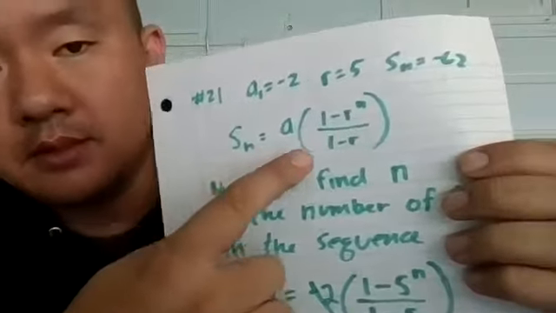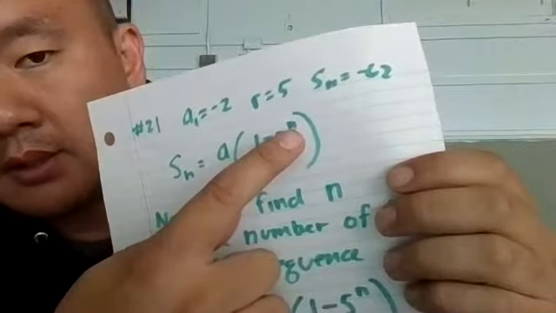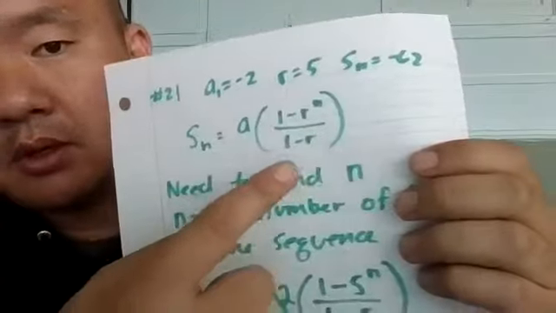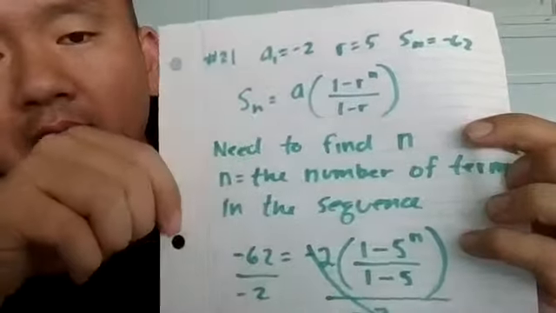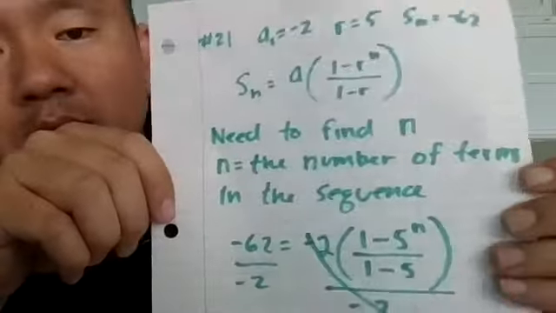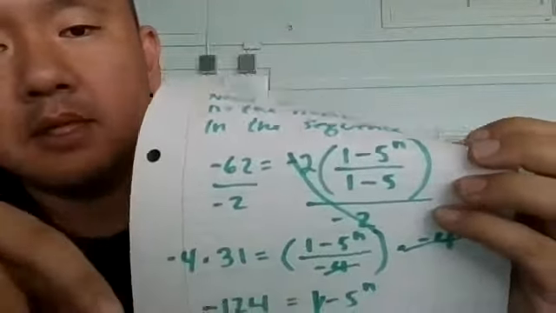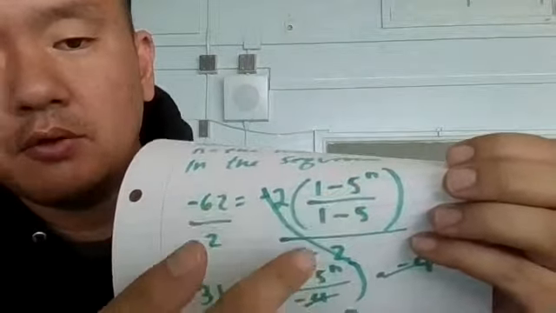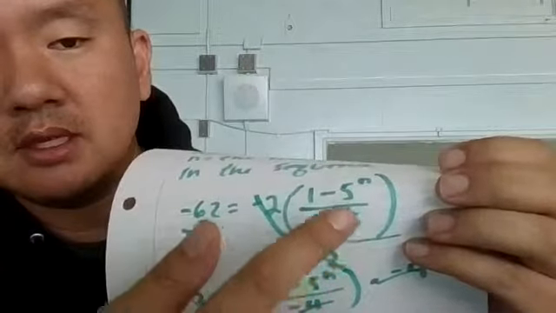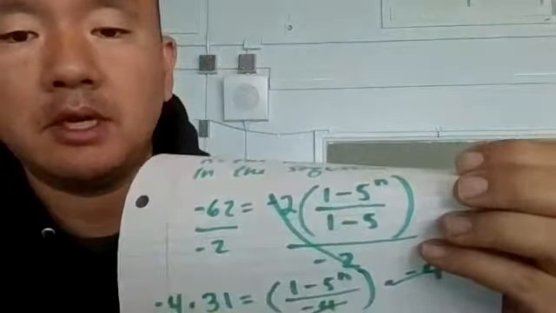The sum is the first term, a, times 1 minus r, the ratio, to the nth power, where n stands for the number of terms, over 1 minus r. What you need to do is find n, the number of terms in the sequence. If you look at this right here, I plug these numbers in. -62 is equal to the first term, which is -2, times parentheses 1 minus 5 to the nth power, over 1 minus 5. Remember, the 5 is the ratio.